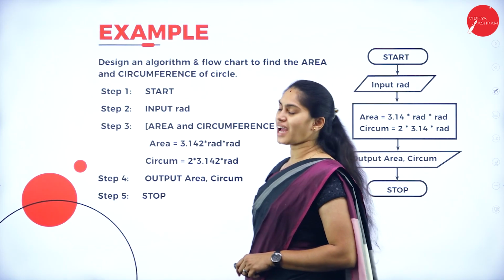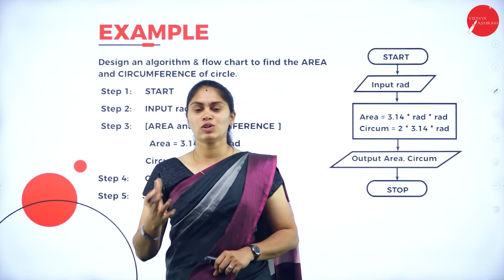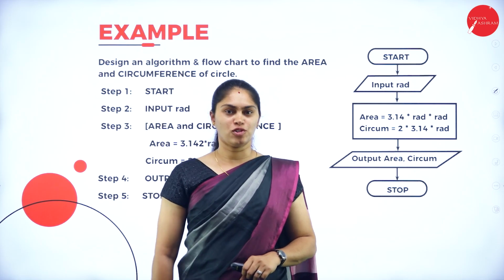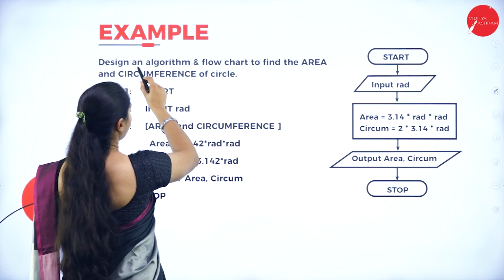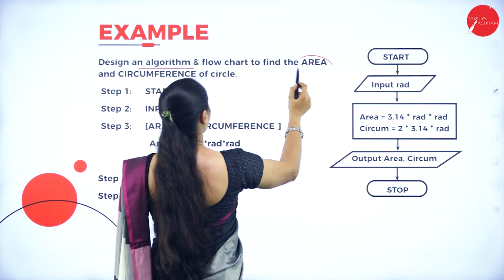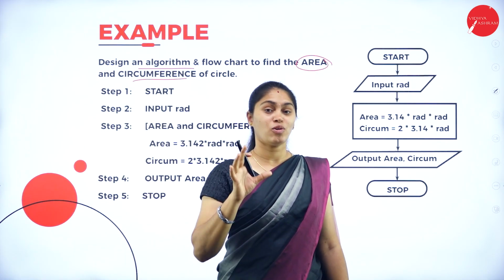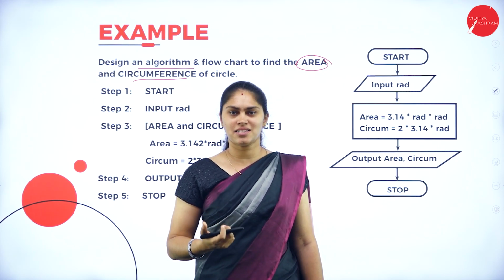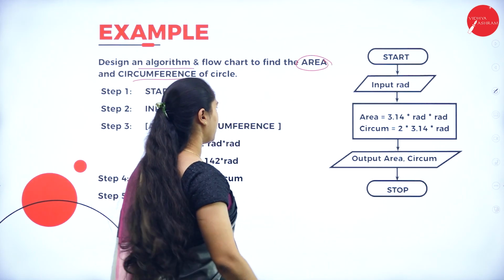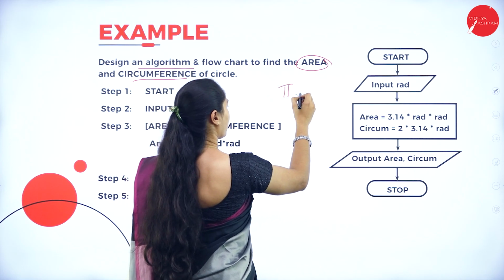So here first we have to write an algorithm. That algorithm will be converted into its flowchart. Fine. So what is the problem we have? Design an algorithm and flowchart to find the area and circumference of a circle. Before that, you have to analyze. What is the question here? Finding the area and circumference. How are we going to find the area? That is pi r square, isn't it?